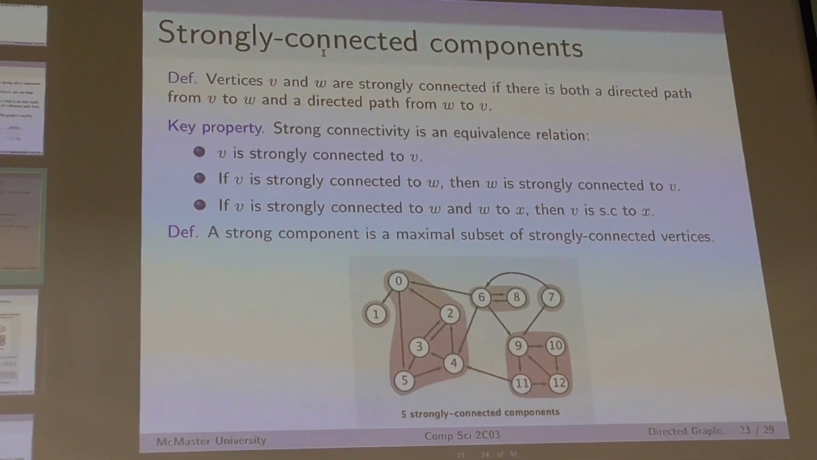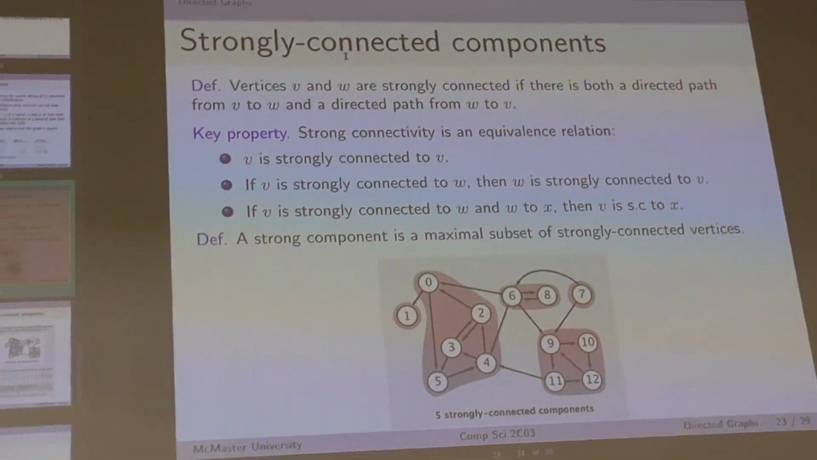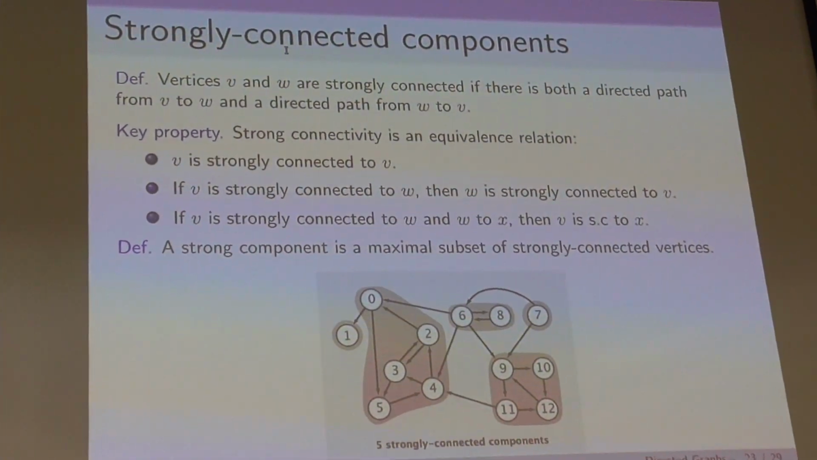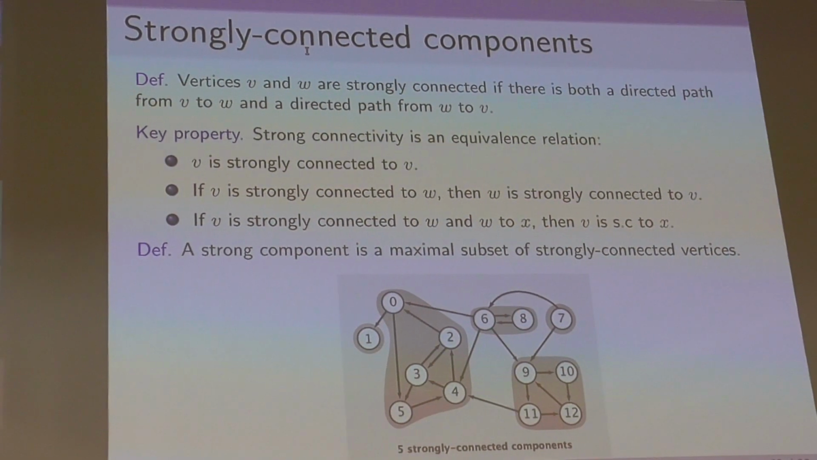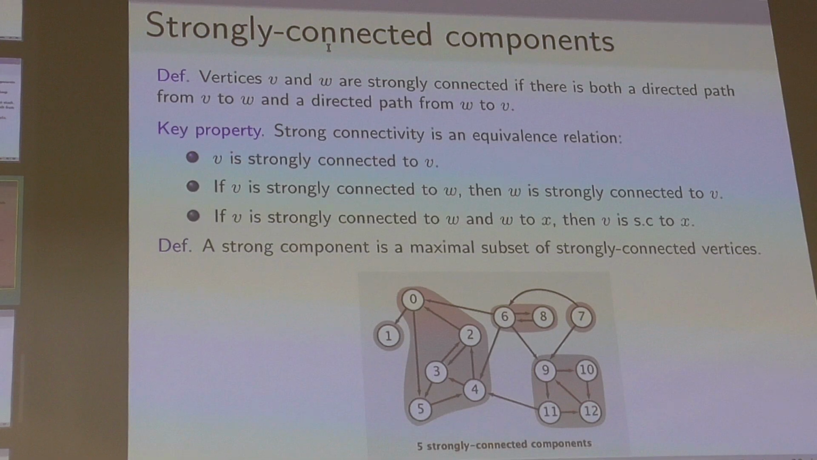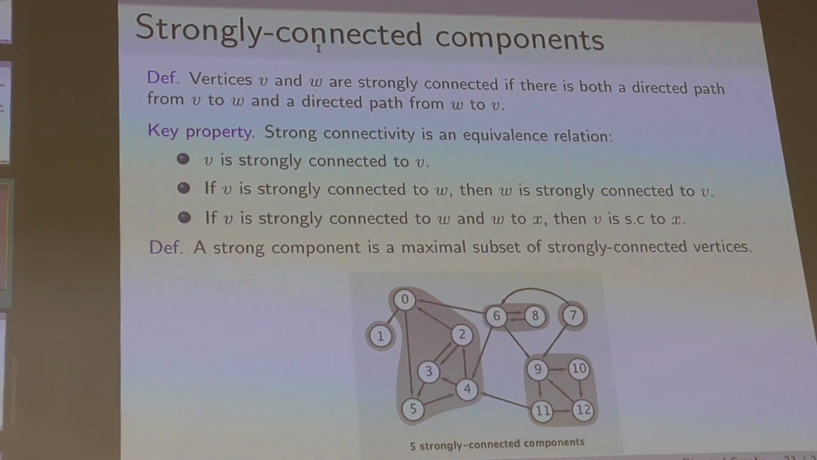We will now talk about strongly connected components. So, definition. Vertices V and W are strongly connected if there is both a directed path from V to W and a directed path from W to V.